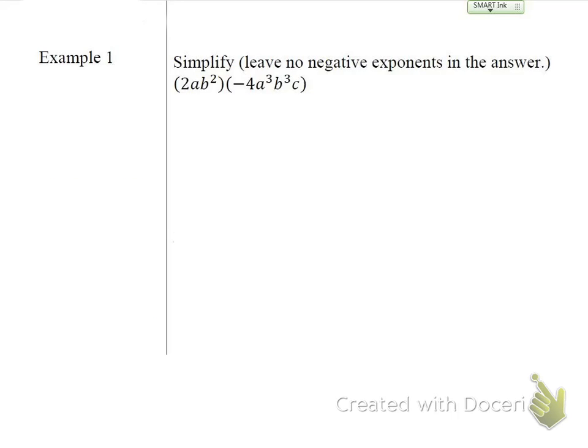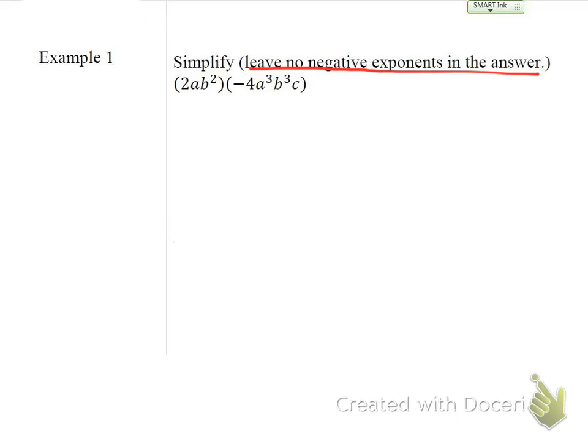So example 1. Your instructions for any type of exponent problem will be to simplify, and that means that you want to leave no negative exponents in the answer. So you always want your exponents to be positive. If you have a negative exponent, then you are not simplified. And then you always also want to make sure that you only have one of each variable or one of each base present in your answer. So let's take a look at example 1.